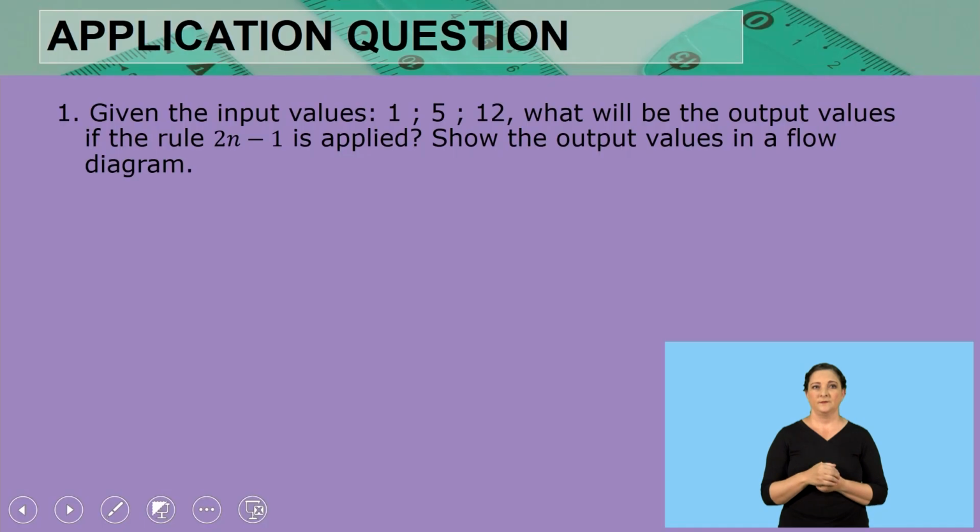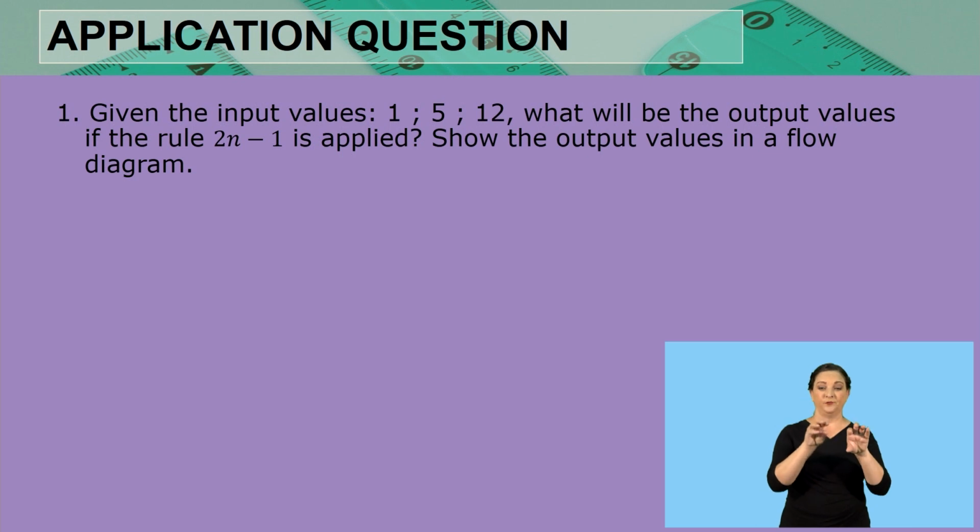So the first one here says, given the input values 1, 5, and 12, what will be the output values if the rule 2n minus 1 is applied? Show the output values in a flow diagram. So let's look at the rule that we've been given here. We've been given 2n minus 1.